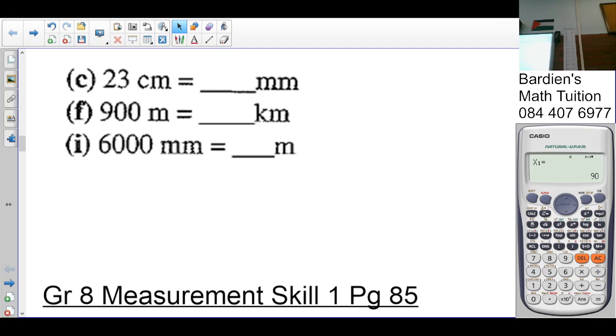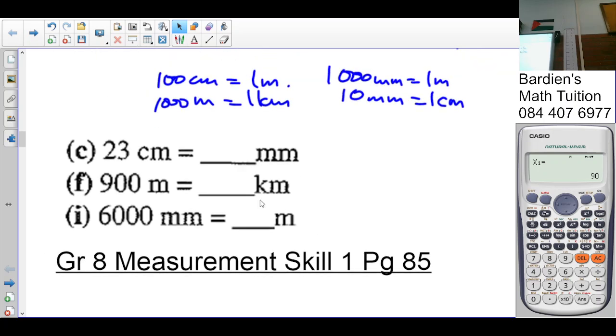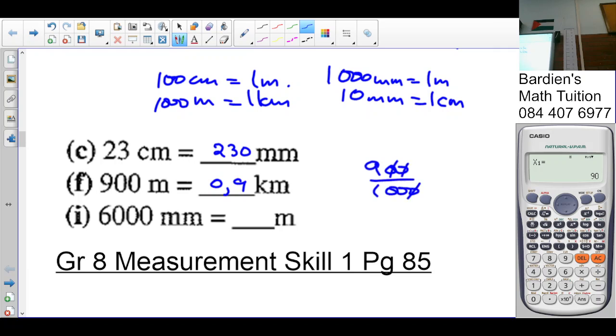Alright, so I think I would need the measurement conversion there. Alright. So 23 centimeters equal to how many millimeters? How many millimeters in a centimeter? 10. Okay? So I must multiply this by 10. So it's going to be 230. How many meters are there in a kilometer? 1,000. So I must multiply or divide? Divide. Because the number needs to get smaller. Not so. So I divide it by 1,000. So I get 0,9. Remember, it's 900 over 1,000. That's going to cancel. So it's 9 over 10, which is 0.9.